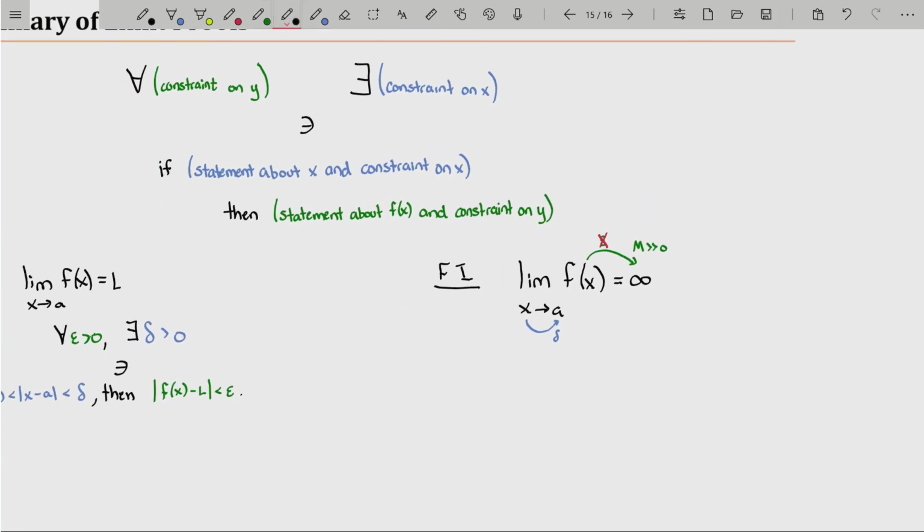And now I'll just go ahead and copy the structure from here. So for all statement about the constraint on y, well, the constraint on y is M is greater than 0. So for all M much greater than 0, let's see. There exists a constraint on x. Well, there exists a delta neighborhood. Oops, and I should probably use the color that I've been trying to adhere to.